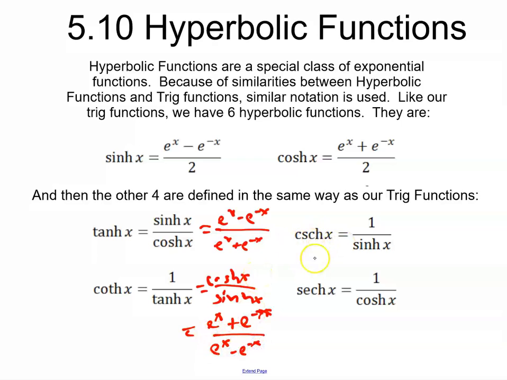And then hyperbolic cosecant and hyperbolic secant. Hyperbolic cosecant is the reciprocal of hyperbolic sine, so that's the same thing as 2 over e to the x minus e to the negative x. And hyperbolic secant is 2 over e to the x plus e to the negative x, because it's just the reciprocal. So again, you can see some similarities with these hyperbolic functions and our trig functions. So you may be starting to see why we use some similar notations for them.